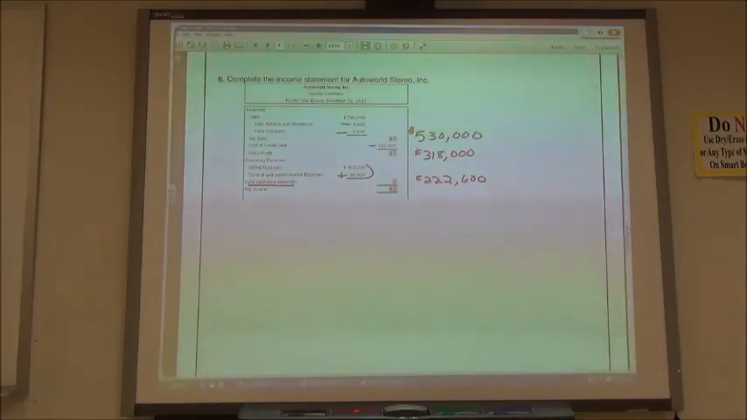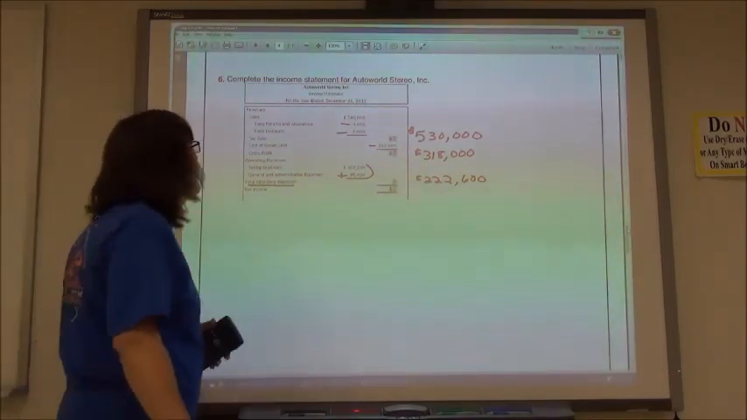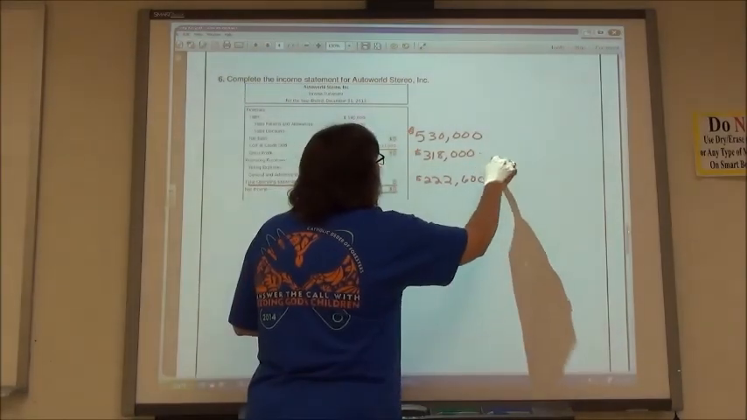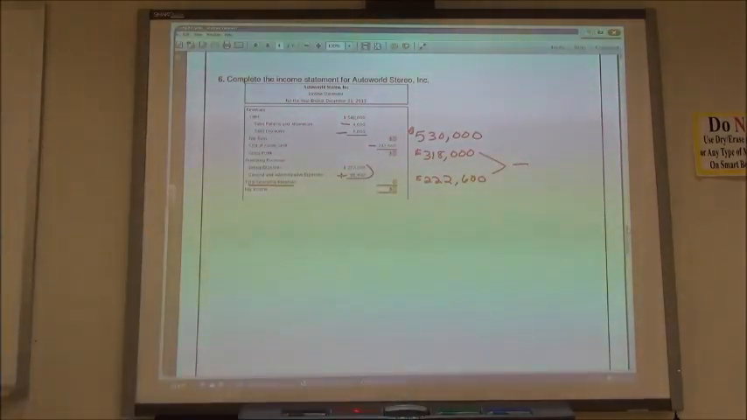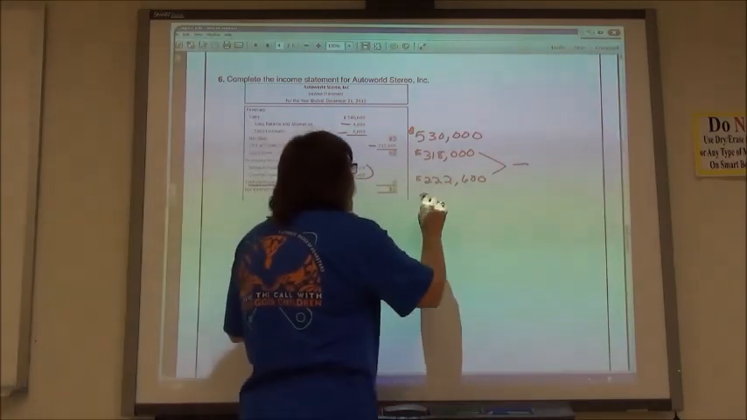And then last but not least, I want to find my net income. So if I'm going to find my net income, I'm going to take my gross profit, I'm going to subtract off my operating expenses. So 318,000 minus my 222,600 gives me a net income of 95,400.